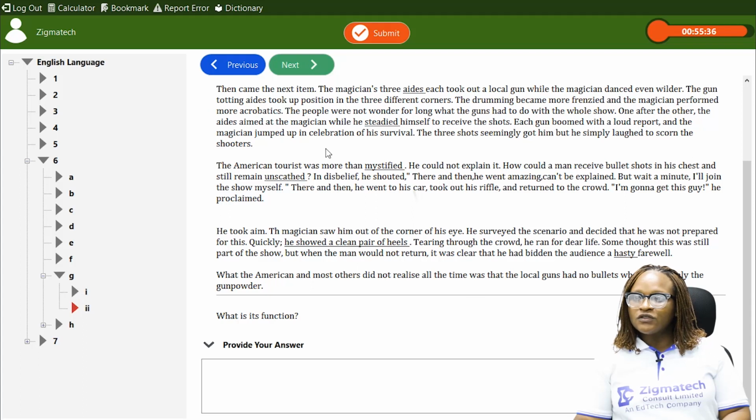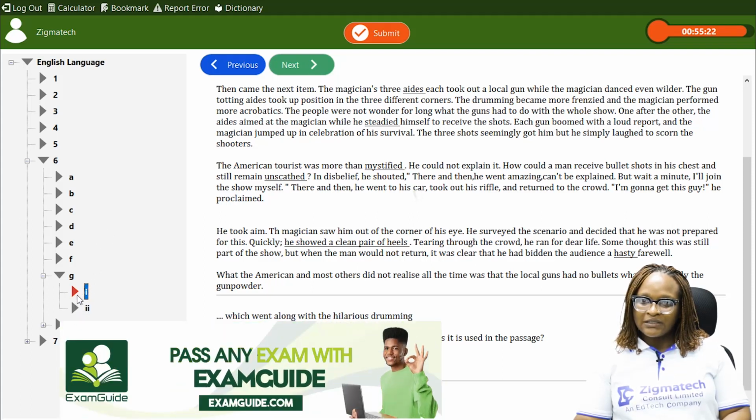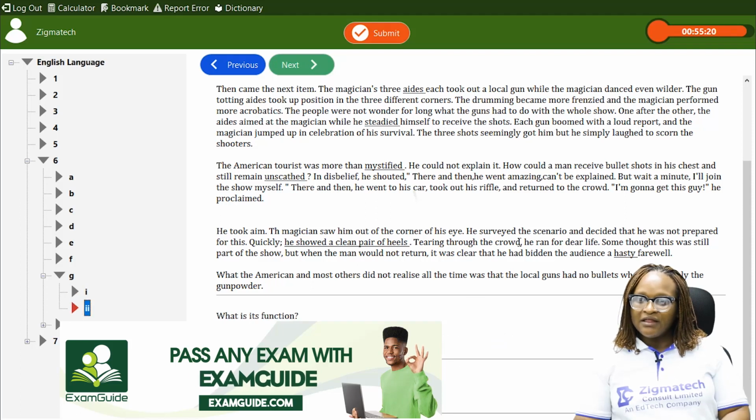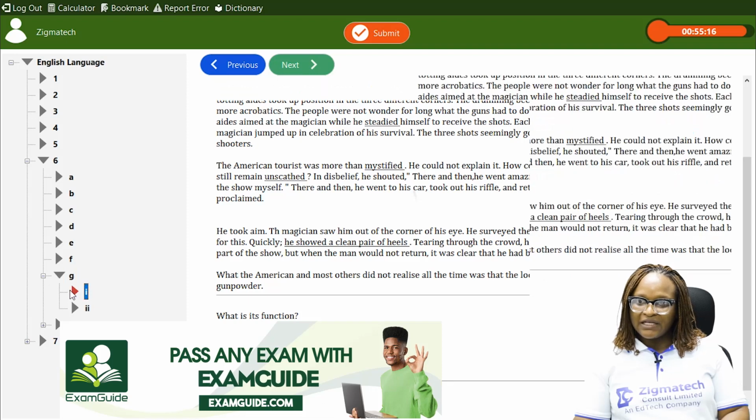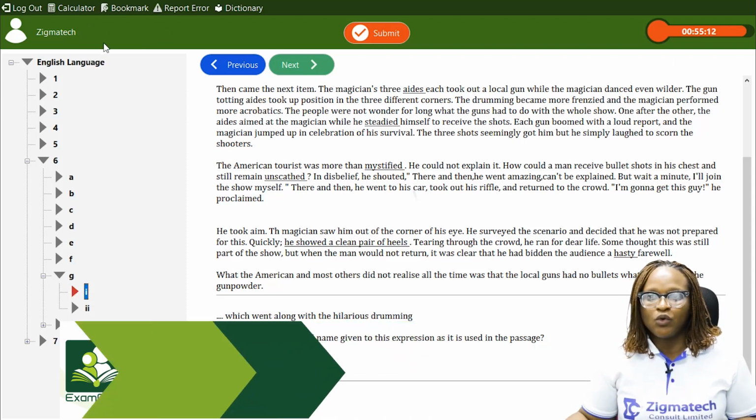Right, so we've gone to the sentence where we got the grammatical name. We said that the grammatical name is adjectival clause, and we stated the function as modifying the noun "feats." It modifies the noun "feats." Alright, so let's take another one.